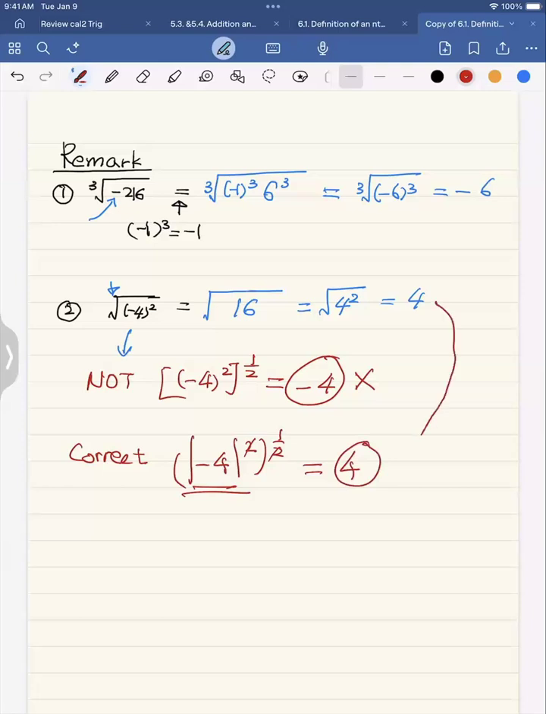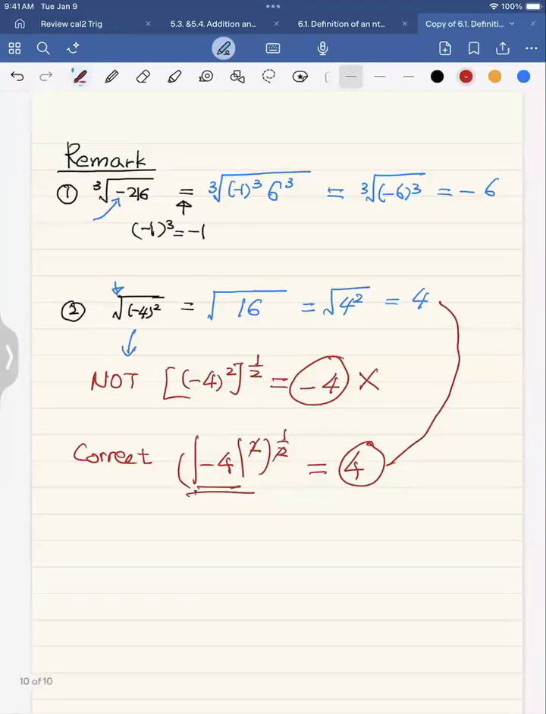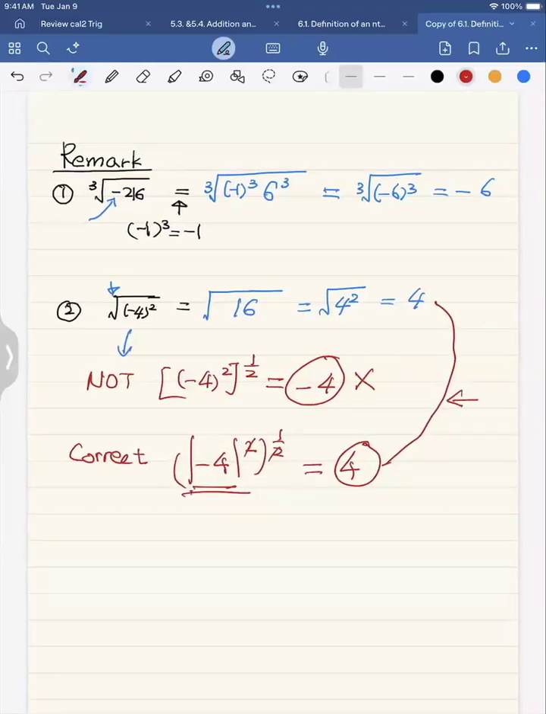So if we put the absolute value, then we get the same result. That's because indeed 2 is hidden here. This is an even number. But when this is odd, it's acceptable to have minus under the radical sign.